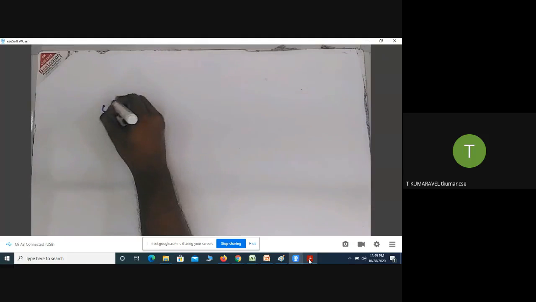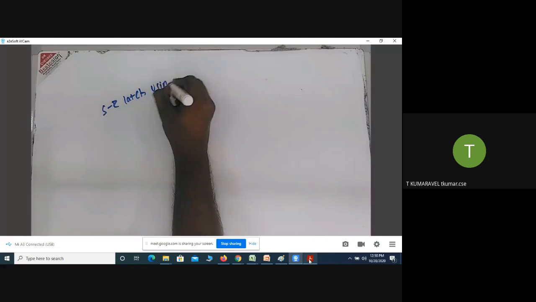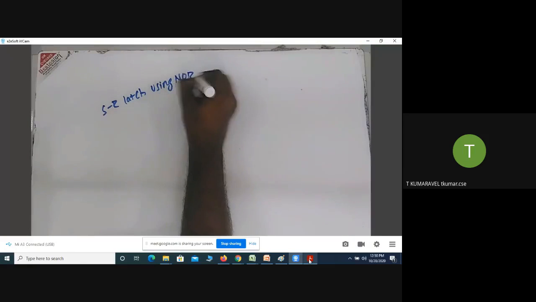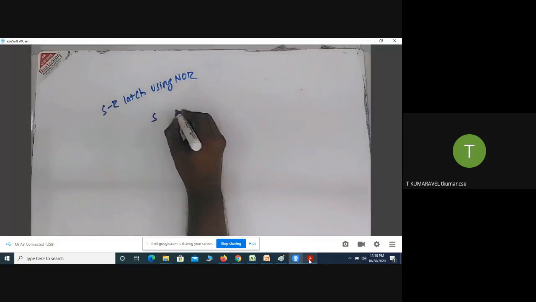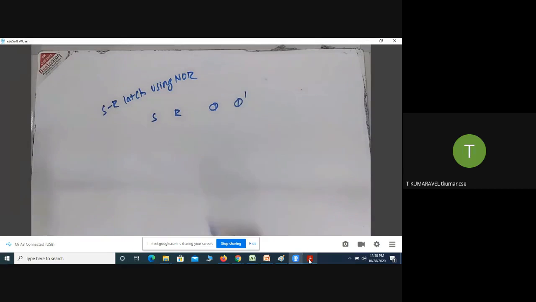Okay, so what do you understand from this? I'm going to summarize the SR latch. Okay, SR latch using NOR gate. The NOR gate has two inputs, and it produces two outputs. One is called Q dash.